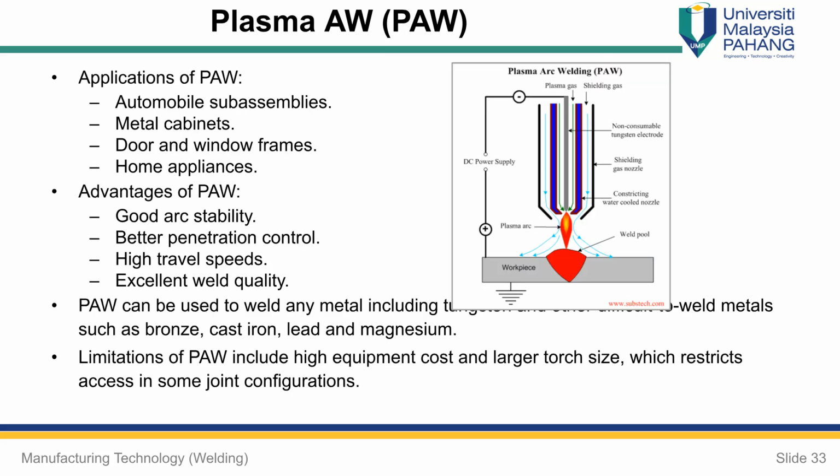GTAW produces high-quality welds with no weld spatter, and little to no post-welding cleaning is needed since no flux is used. It is commonly used for aluminum and stainless steel.